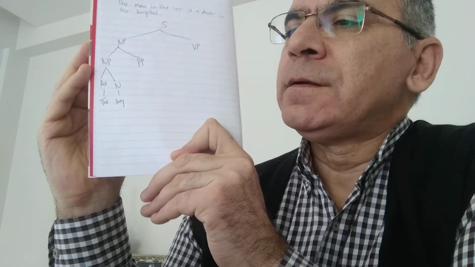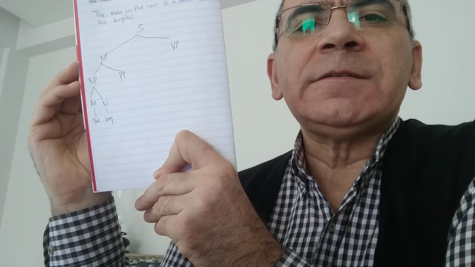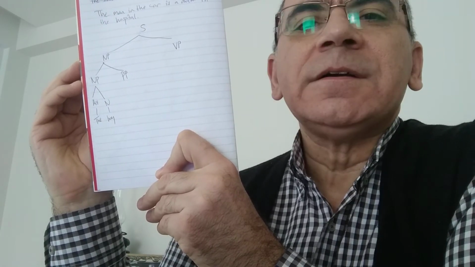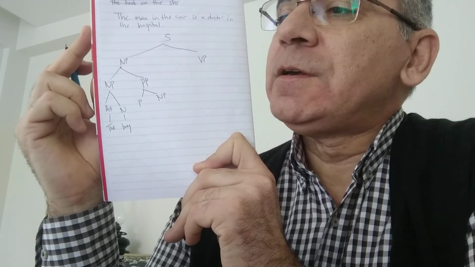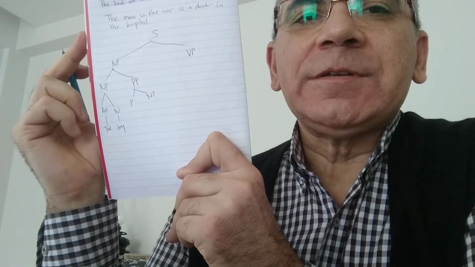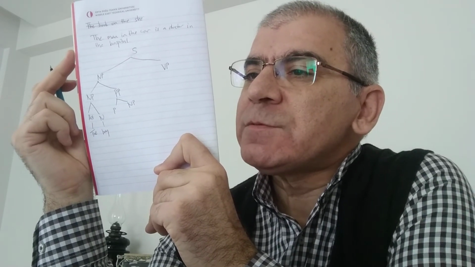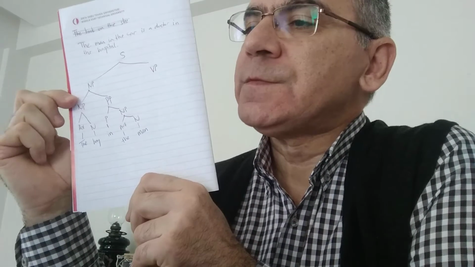So, the boy. Noun phrase is divided into two, article and noun. Article is the and noun is boy. In the prepositional phrase, we have in the car. In the car. In is preposition, the car is noun phrase. So, we divide the prepositional phrase into two, P and NP, preposition and noun phrase. We need this division because we have to indicate each word separately. Preposition is in, and in the noun phrase part we have an article which is the, and we have a noun which is man. See?